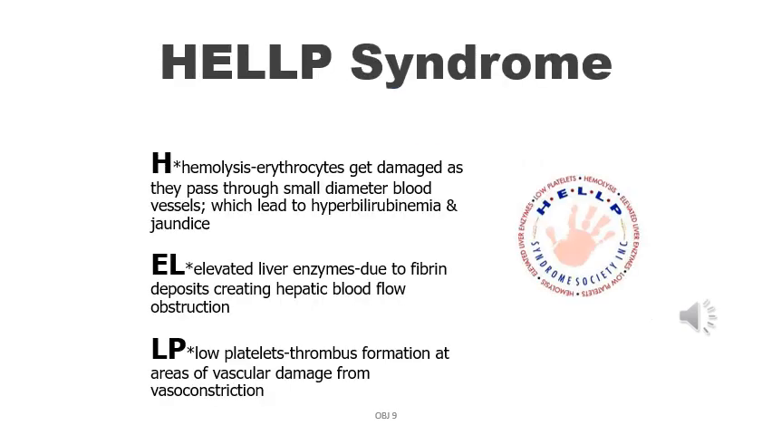So next we'll talk about HELLP syndrome. Preeclampsia can progress to what's called HELLP syndrome. HELLP stands for hemolysis, elevated liver enzymes, and low platelets. So the hemolysis is when erythrocytes get damaged as they pass through small diameter blood vessels, which leads to hyperbilirubinemia and jaundice. The EL is the elevated liver enzymes due to fibrin deposits creating hepatic blood flow obstruction. And then low platelets, thrombus formation at areas of vascular damage from vasoconstriction.